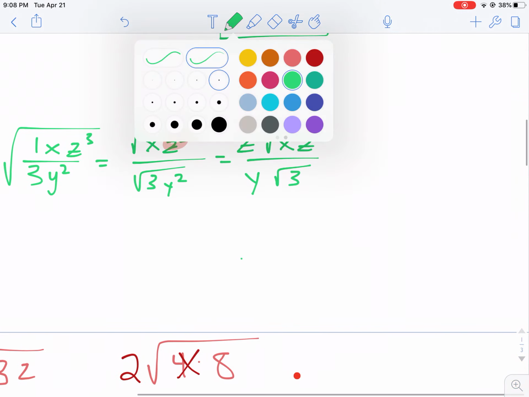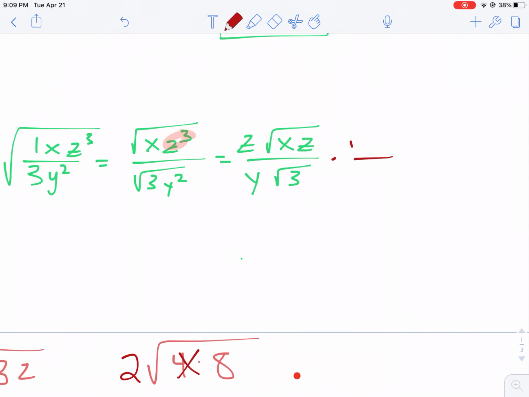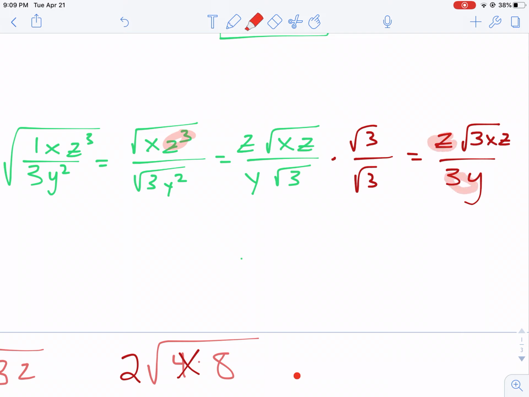Okay, the part of this that we can't have is that root 3. So that's our version of 1 that we're going to multiply by. So we would have z root 3xz over y times 3. Okay, we can probably just rewrite that as 3y. Usually we have our coefficient first. Again, these values are both outside the radical, but they can't be simplified. So this means that this would be our final answer.